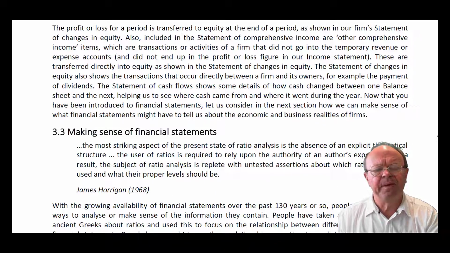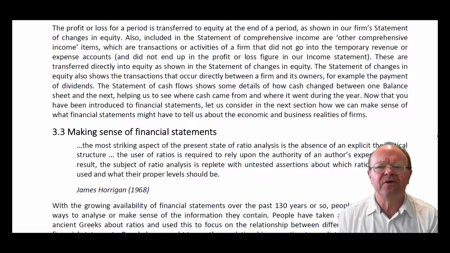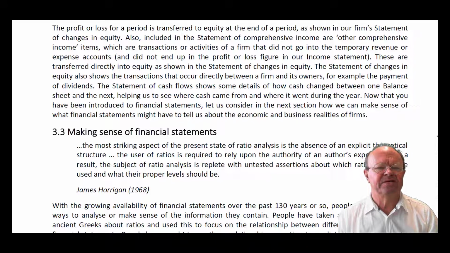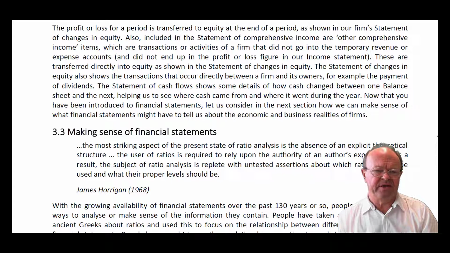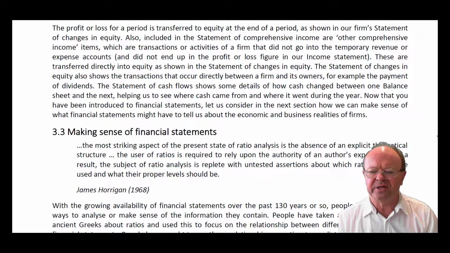The profit or loss for a period is transferred to equity at the end of a period, as shown in our firm's statement of changes in equity. Also included in the statement of comprehensive income are other comprehensive income items, which are transactions or activities of a firm that did not go into the temporary revenue or expense accounts and did not end up in the profit or loss figure in our income statement. These are transferred directly into equity as shown in the statement of changes in equity.